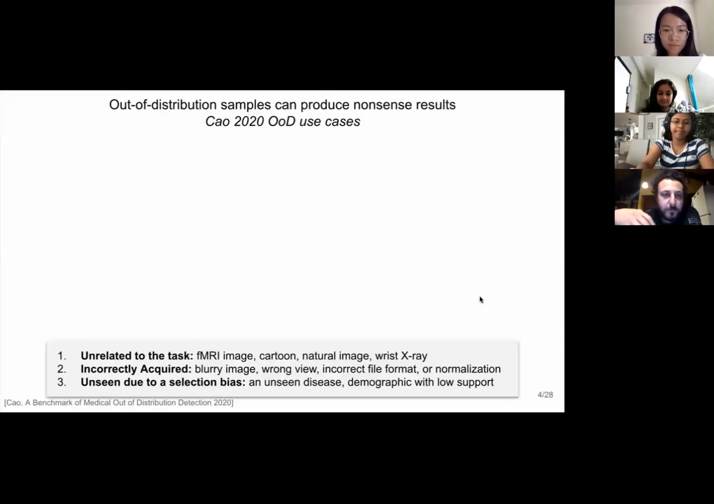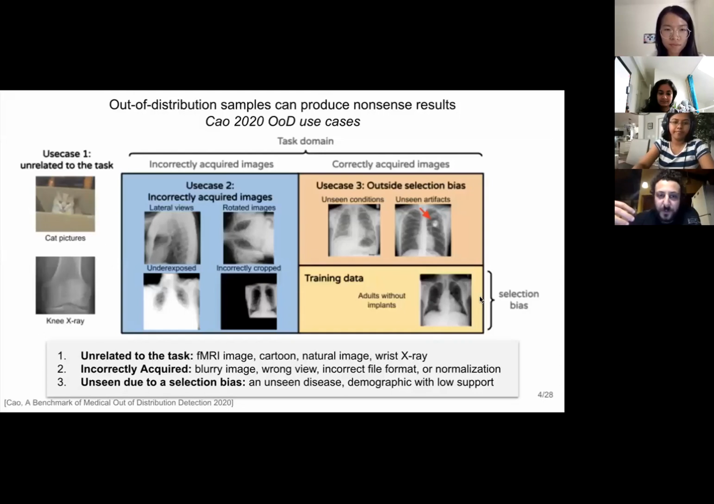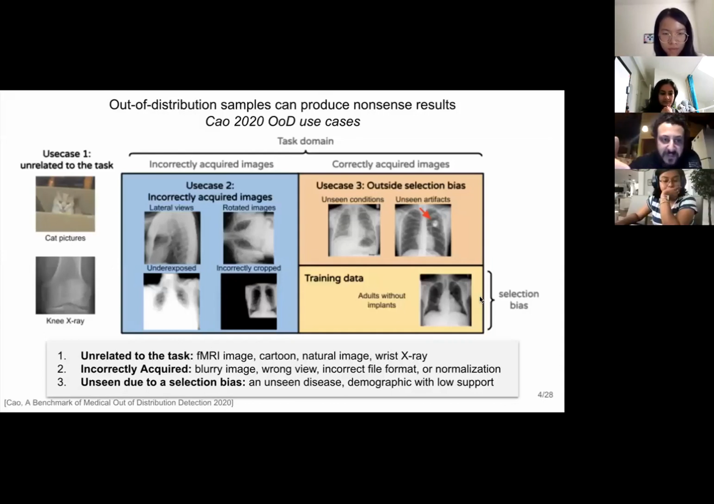So I want to talk about the issues when we're deploying these models. There are going to be 2 main ones. I'm going to go over the first one, which is out of distribution samples. Let's say we have a model that has been trained on data, and specifically trained on frontal chest X-rays. A lot of things can be considered out of distribution. Pictures of cats are obviously out of distribution. We shouldn't expect any prediction to be reasonable.